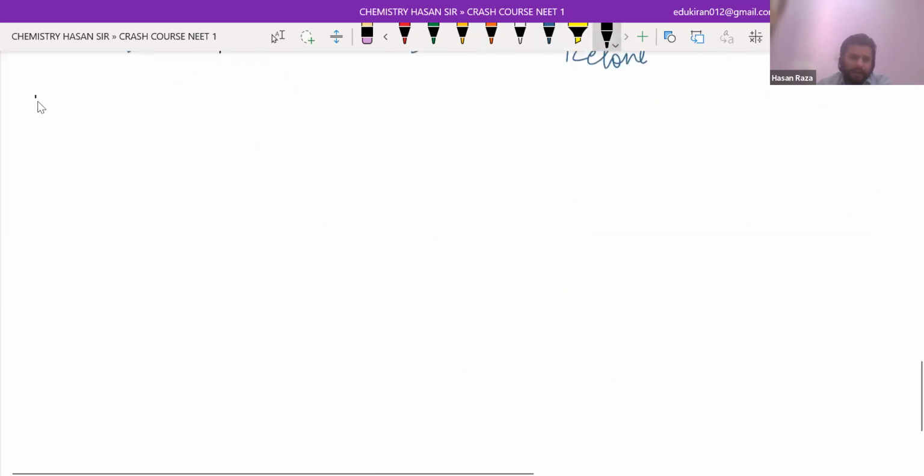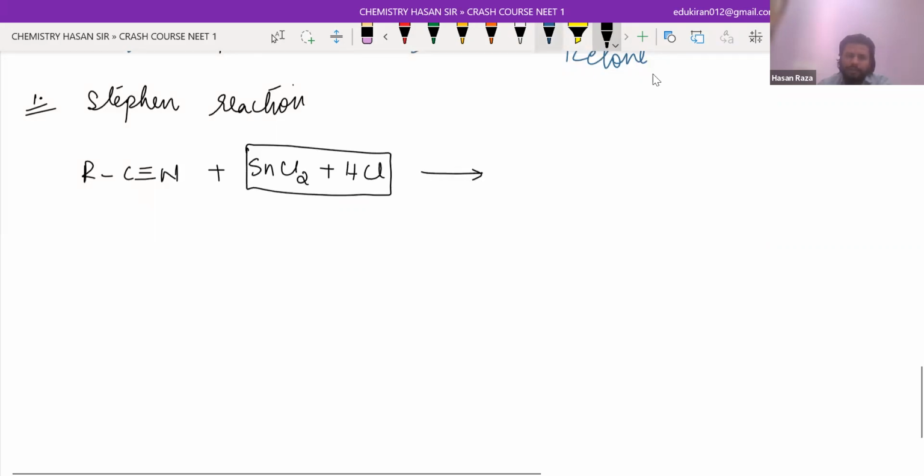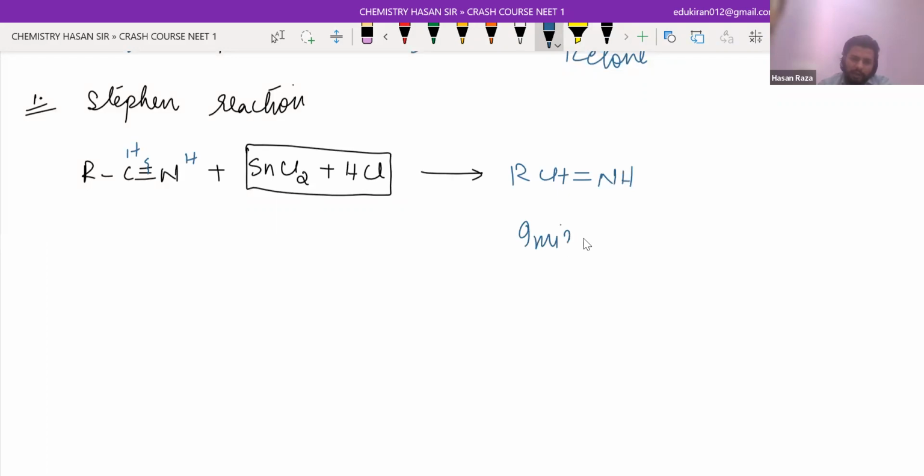Okay, now from nitriles and esters, there is the Stephen reaction. That means you are going to react this RC triple bond N, which is nitriles or cyanide, with stannous chloride, SnCl2 plus HCl. This is your stannous chloride. And if you are going to react this, first, what will happen? This bond will be broken and hydrogen will be added here and here. So you will be getting RCH double bond NH. And this compound is known as imine.